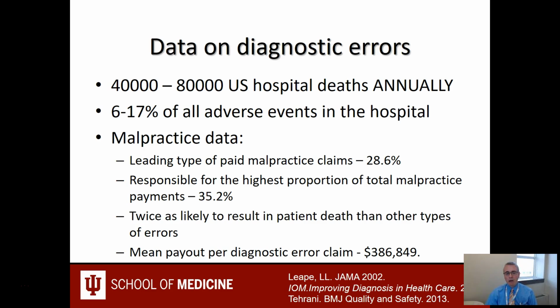In studies of malpractice data, they have found that the leading type of paid malpractice claim is diagnostic error-related malpractice at 28%. It's also responsible for the highest proportion of total malpractice payments. And diagnostic errors are twice as likely to result in patient death than other types of errors. The mean payout per diagnostic error claim is almost $400,000.